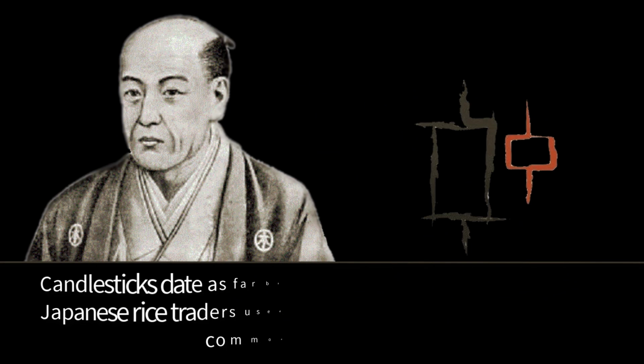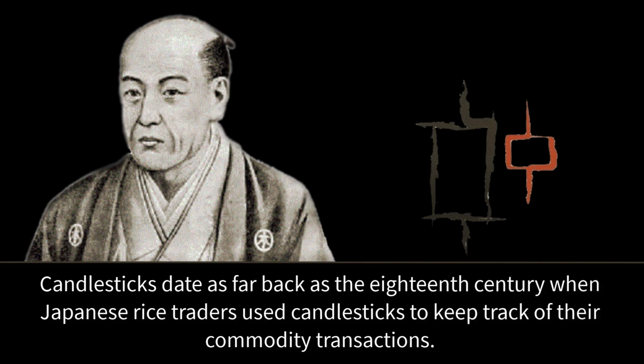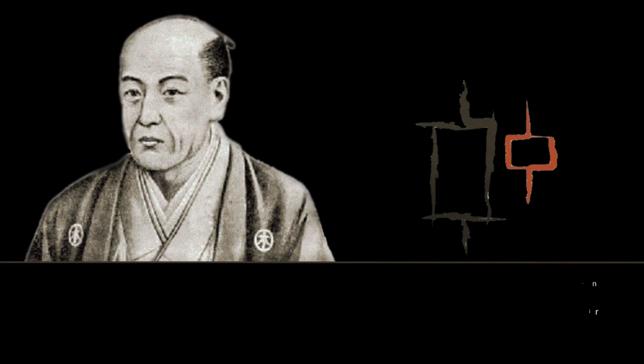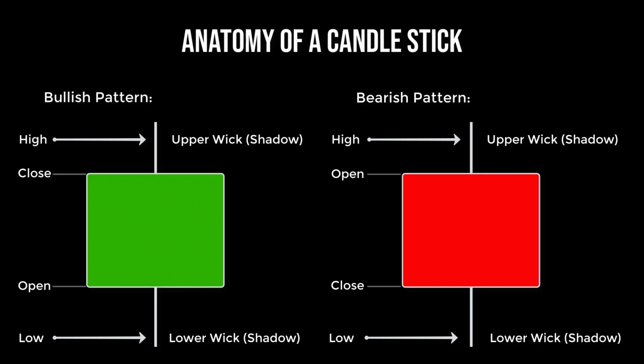Candlesticks date as far back as the 18th century, when Japanese rice traders used candlesticks to keep track of their commodity transactions. Breaking down a candlestick. Before we go into reading patterns, it's important to understand how to read a basic candlestick. A candlestick is made up of several parts that indicate different pieces of data. The following is a quick breakdown of the formation of a simple candlestick.